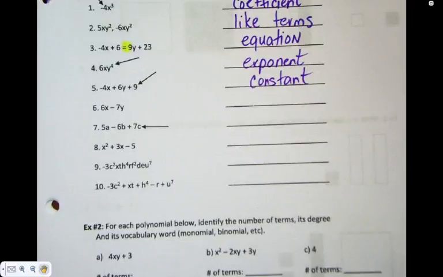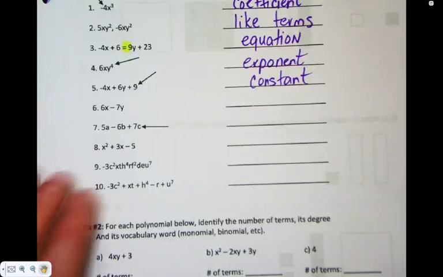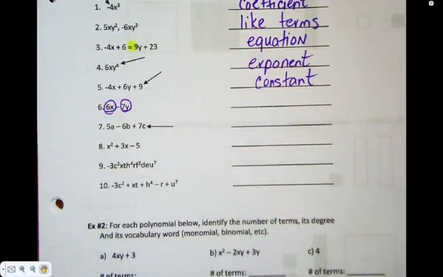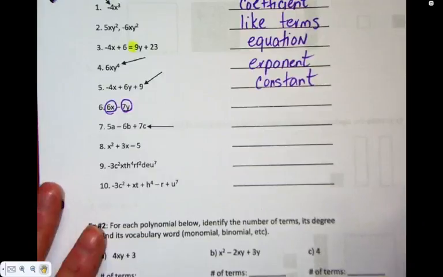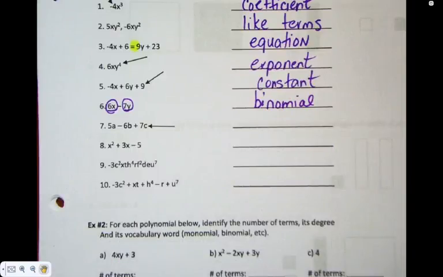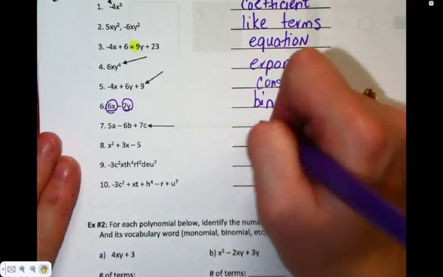(6x minus 7y). Okay, again, it's not pointing to anything specific. It's not equal to anything, so it's probably talking about the number of terms. How many terms are there? Well, what's the first term that you see? 6x is a term. What's the second term? 7y. Count the number of terms. 2. What do we call an expression with 2 terms? A binomial. Seven is pointing to the last term, which is the c. What do we call the c? Any letter is called a variable.